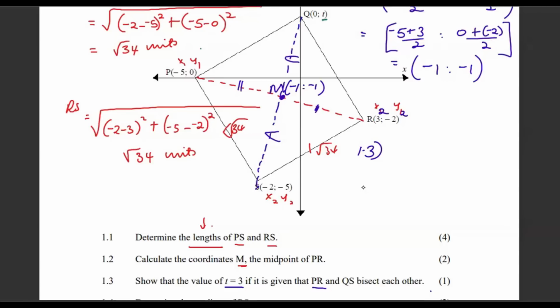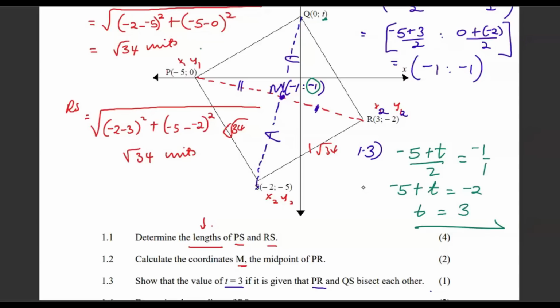So I'll only focus on this part of t, which is the y aspect. So if I get negative 5 plus t divided by 2, I should get this negative 1. And then do your cross multiplication, so negative 5 plus t should give us negative 2. Move the negative 5 that side, and then t becomes just 3.